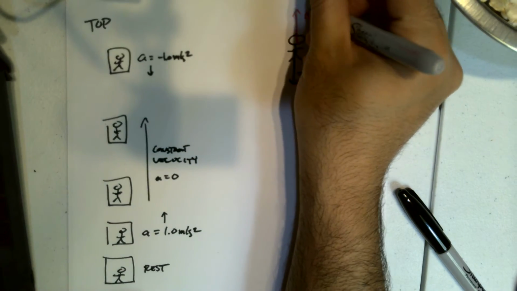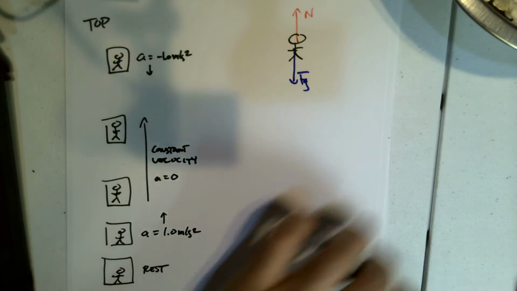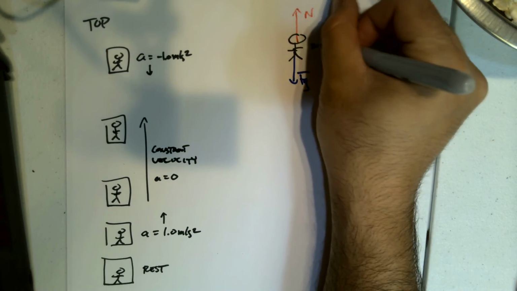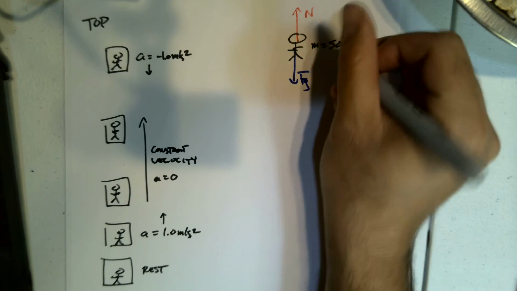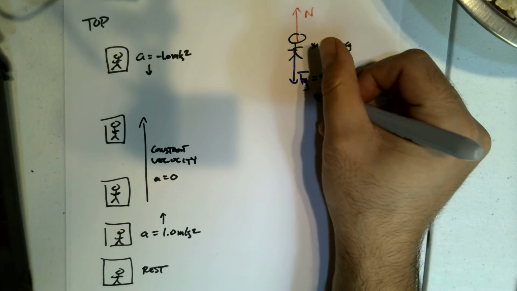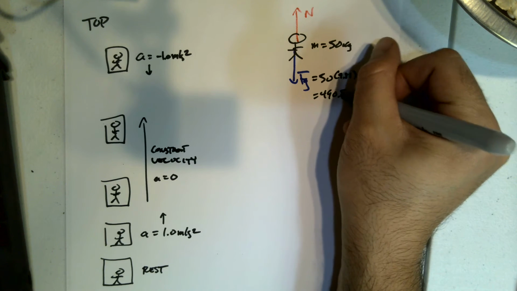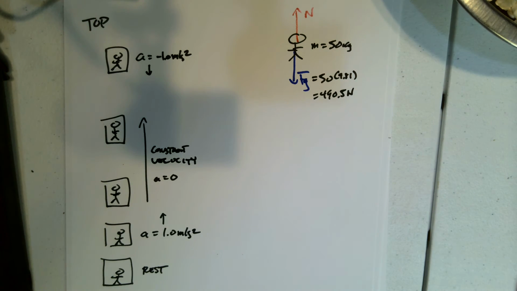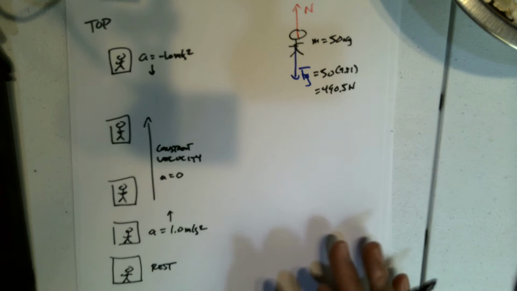And that is it. Now, let's give this person a mass of 50 kilograms, which means his force of gravity is 50 times 9.81. It is 490.5 newtons. So we know his downward force. And let's look at his normal force. A lot of people go, well, isn't the normal force just the same as the force of gravity? Sometimes it is, and we're going to find here that sometimes it's not.